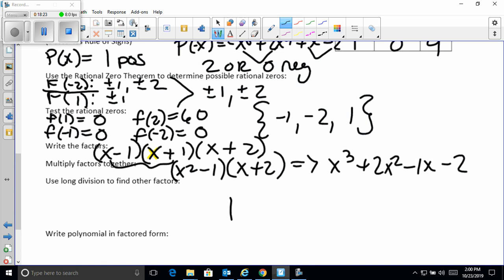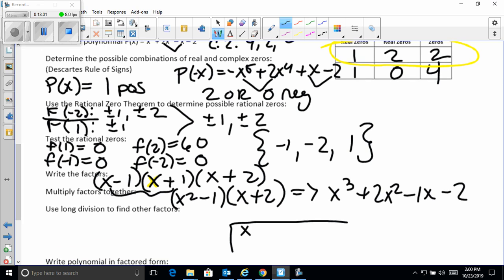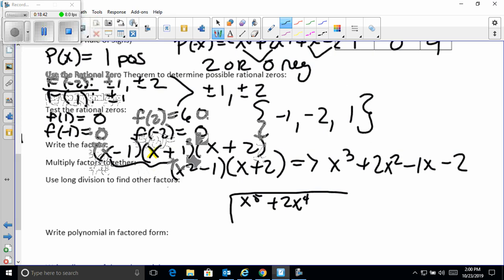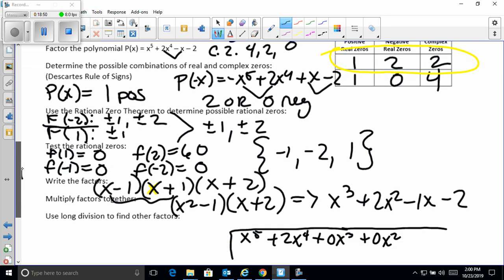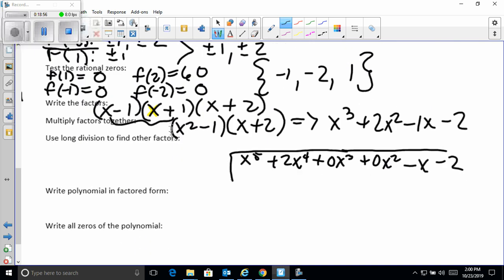Now I can use division to come up with my other factor. So my original problem, way up here, you can't see it, x to the 5th plus 2x to the 4th plus 0x to the 3rd plus 0x squared minus x minus 2. Make sure about that minus 2, double check it. And I'm dividing by x to the 3rd plus 2x squared minus 1x minus 2.